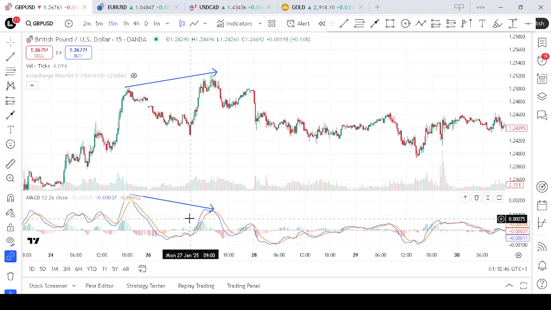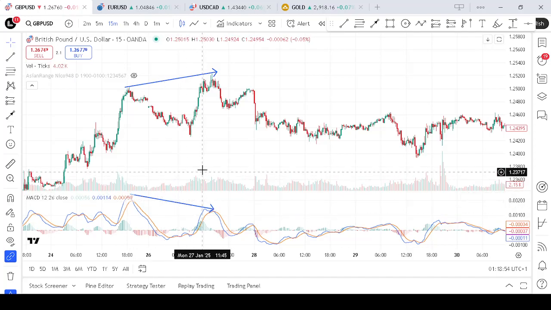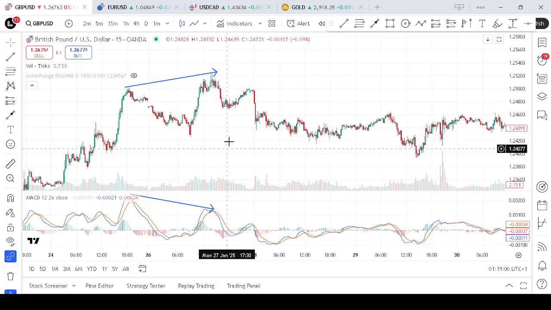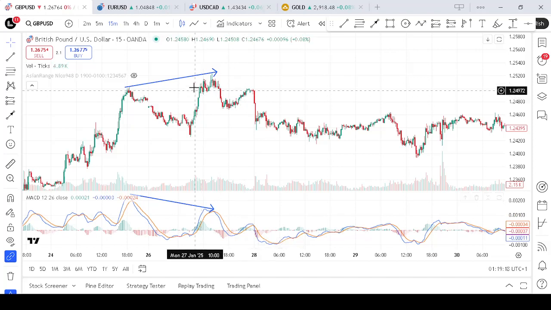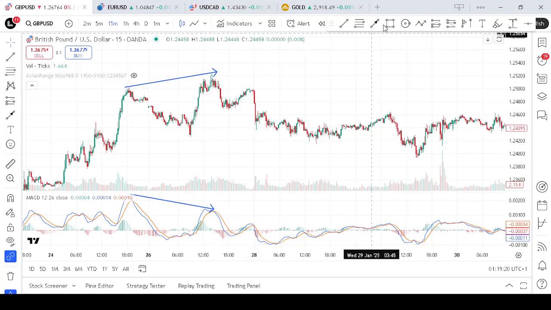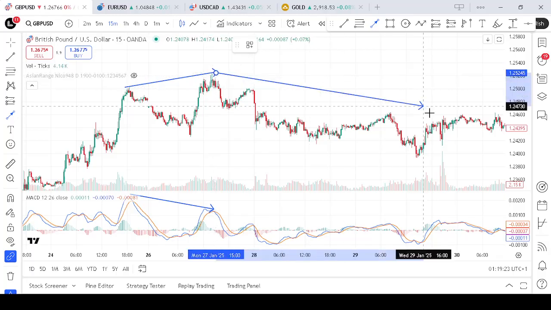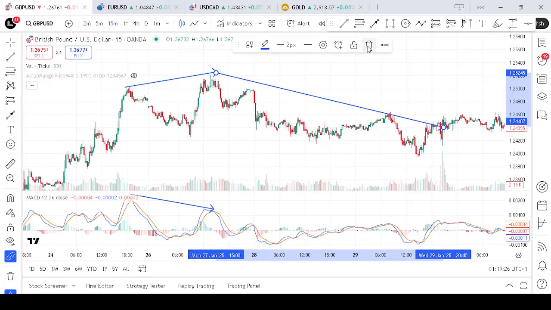Then conversely, when the crossover crosses below the zero line, it suggests a bearish momentum, which may be an opportunity to enter short. Let's look at this. When the MACD line crosses below the zero line, it is a sign of bearish momentum, from bullish to bearish now. That's why it moved over to the bearish direction.